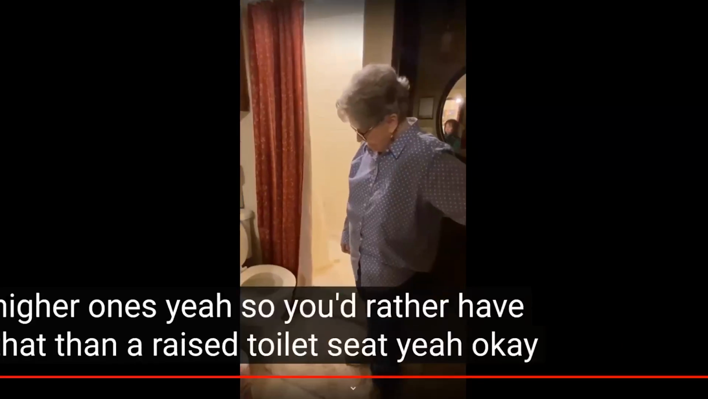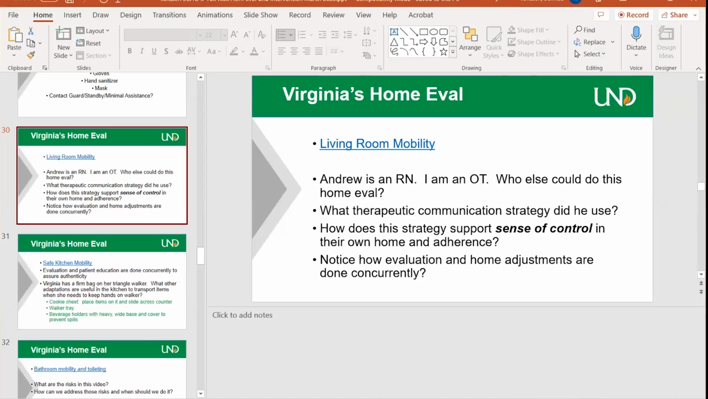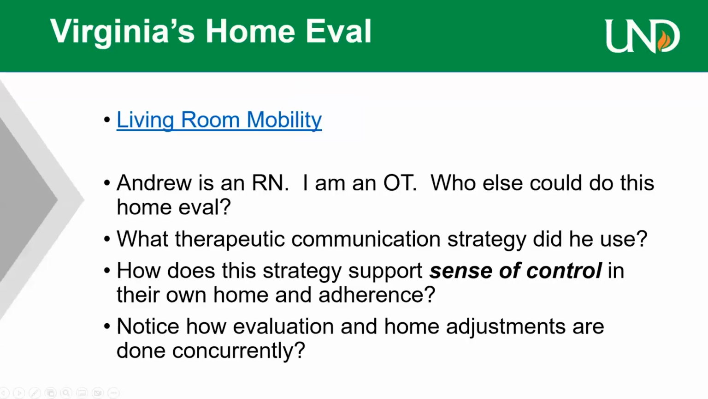So this targets adherence, the ability to follow through if it fits their preferences, which is so important. Andrew is an RN, I'm an OT. Who else could do a home evaluation? There are actually a lot of professionals, anybody who can really assess the person as they engage in specific tasks in each room, as long as it's very, very safe.